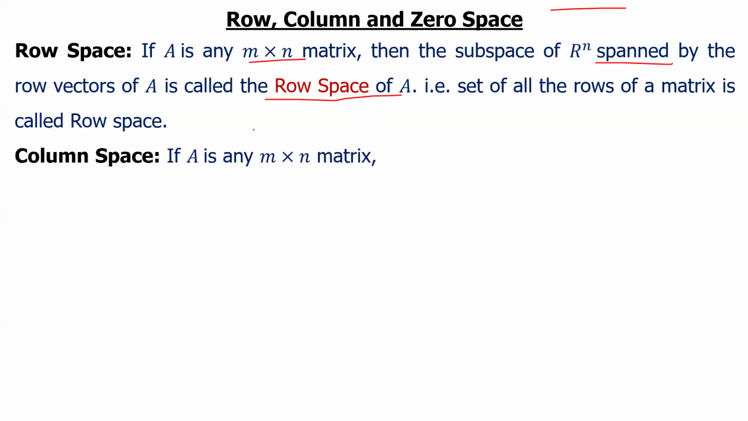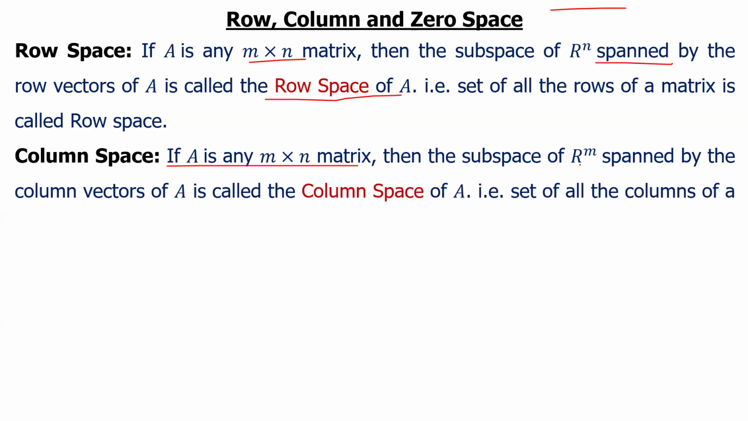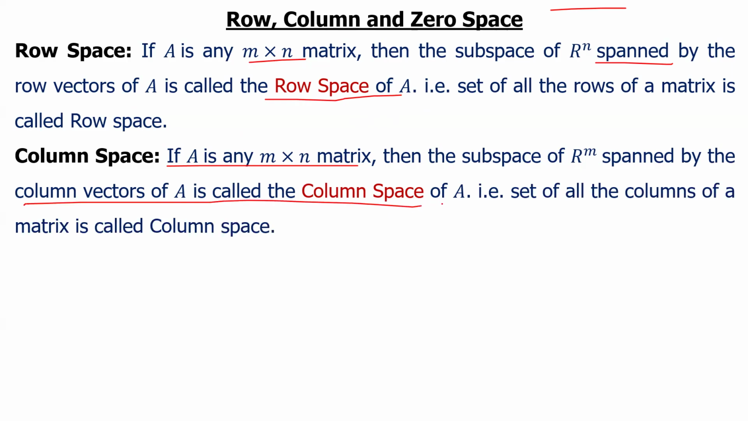Column space: if A is any m by n matrix, then the subspace of Rm spanned by the column vectors of A is called the column space of A. That is, the set of all the columns of a matrix is called the column space.